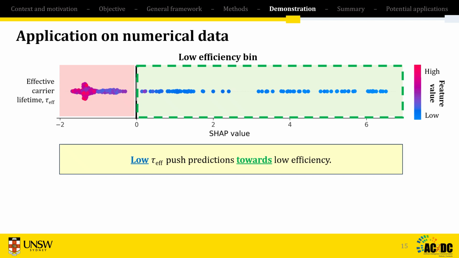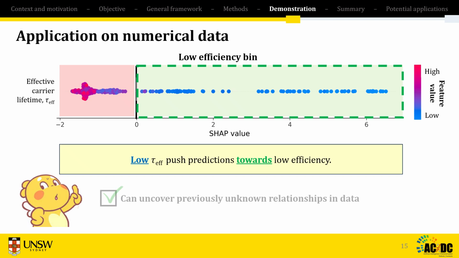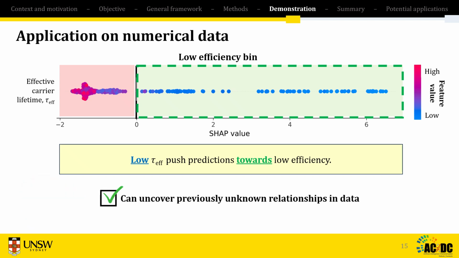So this matches known physics, but what's amazing is that the learner learned this on its own, without us giving any information on the underlying physics. Therefore, it can uncover previously unknown relationships in data. So note that we use lifetime in this case because it's something that we understand and can be used to validate the model, but a similar approach can be applied to make sense of other less familiar parameters too.